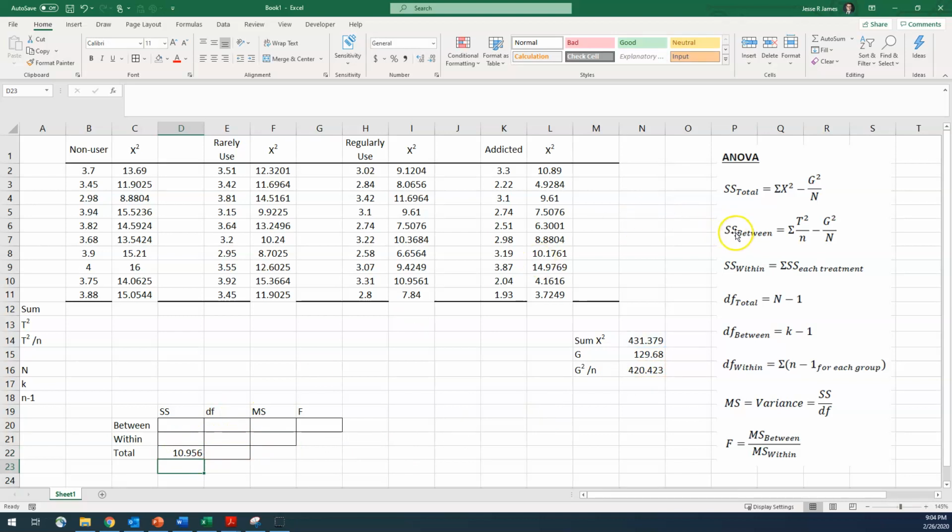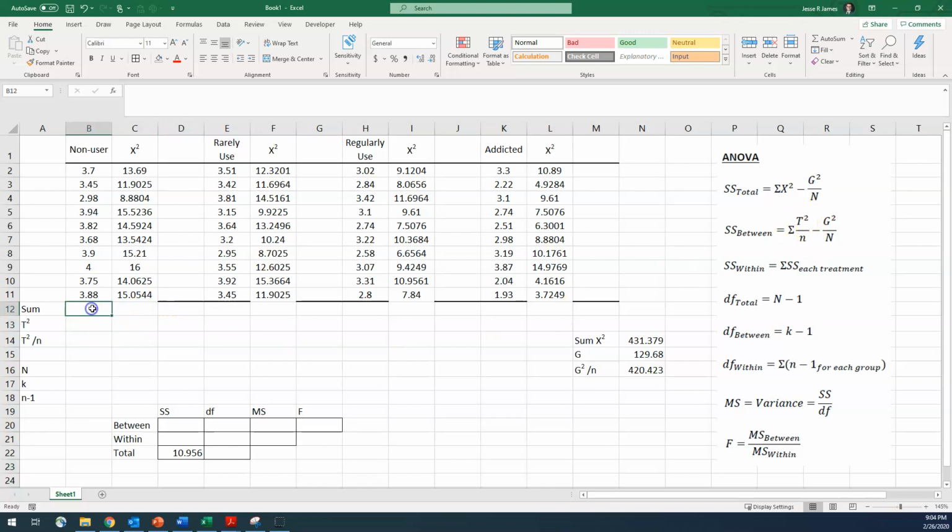In order to compute the sum of squares between, we have to do the sum of the T squared over n for each group. Now what that means is for each group we have to figure out what is the T, what is the total for that group. Square that value and divide it by how many are in that group. So let's just start there. Let's do this for each group.